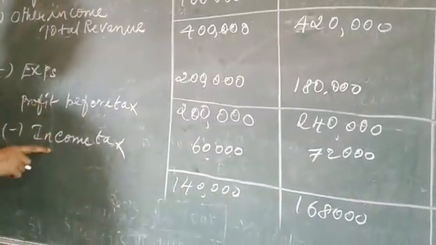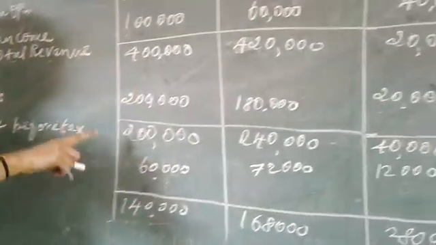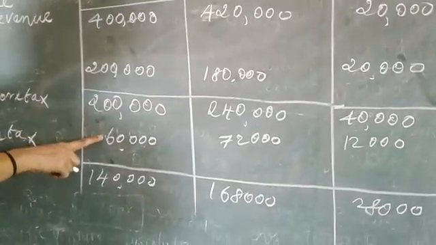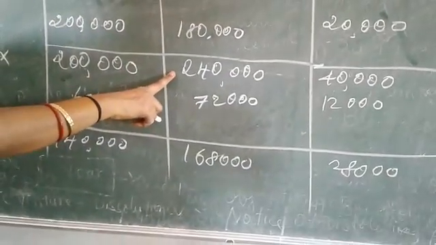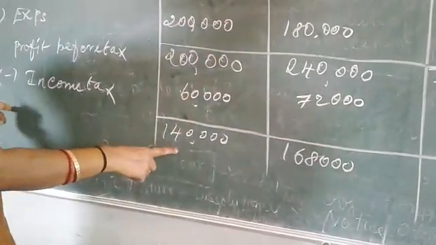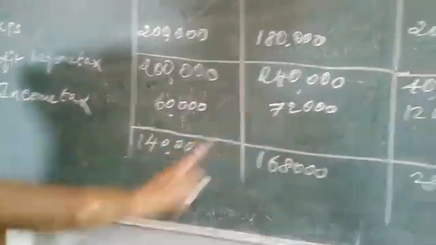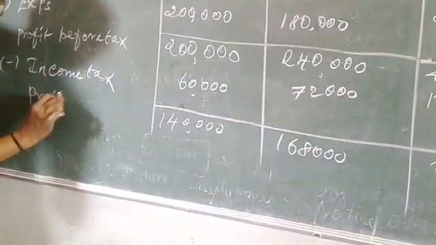We are going to deduct the percentage that was given, 30%. So 30% on 2 lakhs, how much? 60,000. 30% on 2,40,000, 72,000. So tax should be deducted. So 140, 168, 28,000. Can you clear, girls? It is profit after tax.